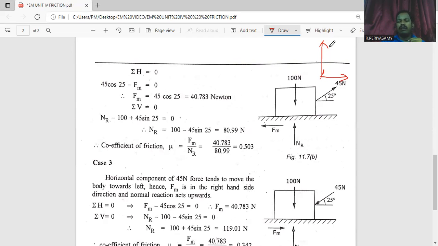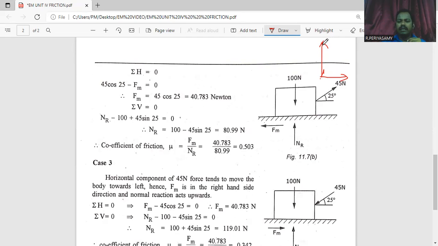Here the vertical component is 45 sin 25 degrees because the 45 Newton force is an inclined force, inclined at 25 degrees. That inclined force is separated into a horizontal component and a vertical component. The horizontal component is 45 cos 25 degrees. The vertical component is 45 sin 25 degrees.